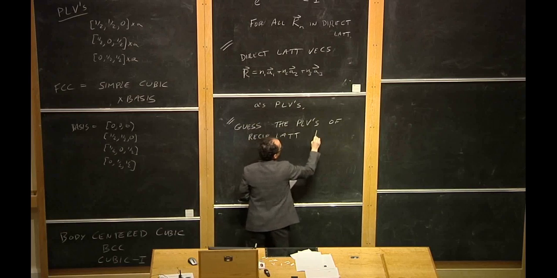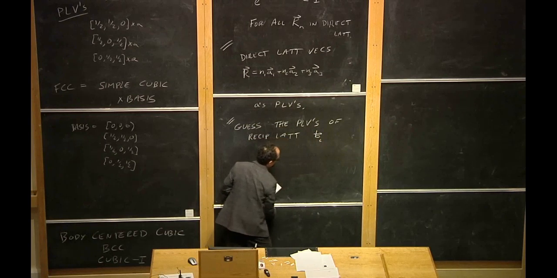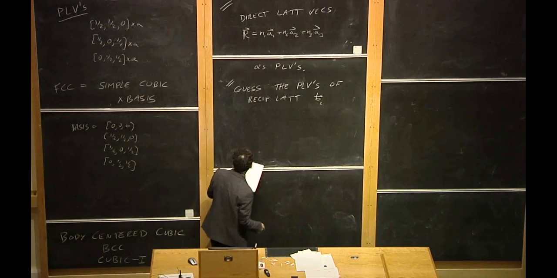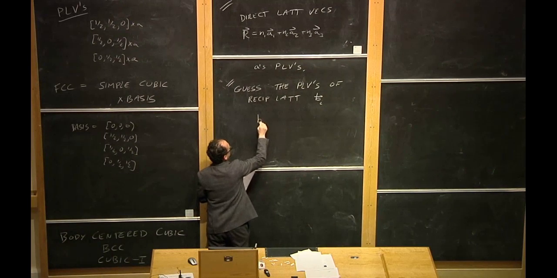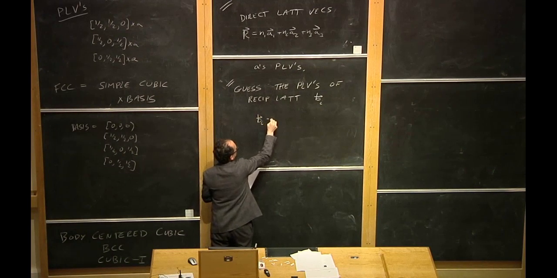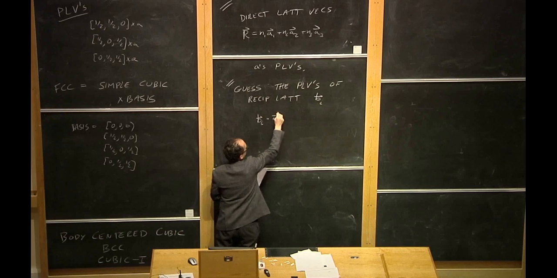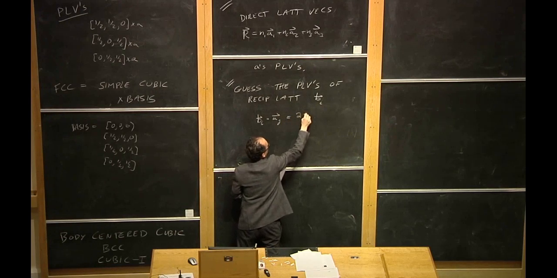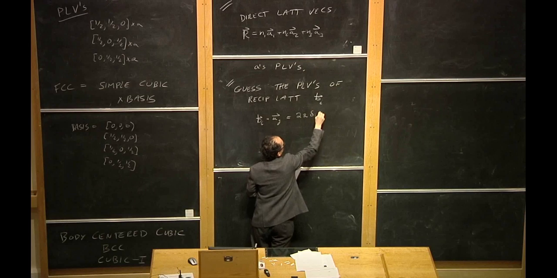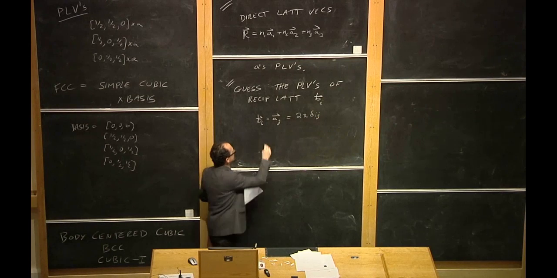We'll call them B sub i, as compared to A sub i for the direct lattice. And we'll define them by the following equation: B sub i dotted with A sub j equals 2 pi delta ij. It's a rather important equation.